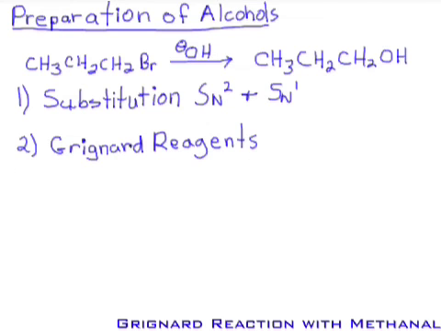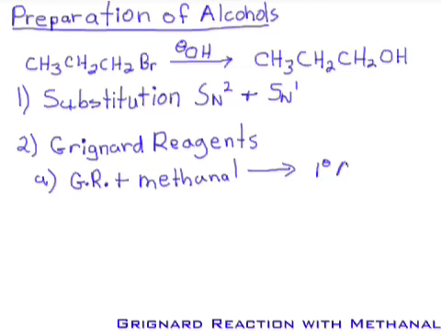For example, if we took, I'm using GR for Grignard reagent, if we took a Grignard reagent plus methanal, we generated a primary alcohol. I suggest you turn back to that reaction. In fact, let's draw it out.